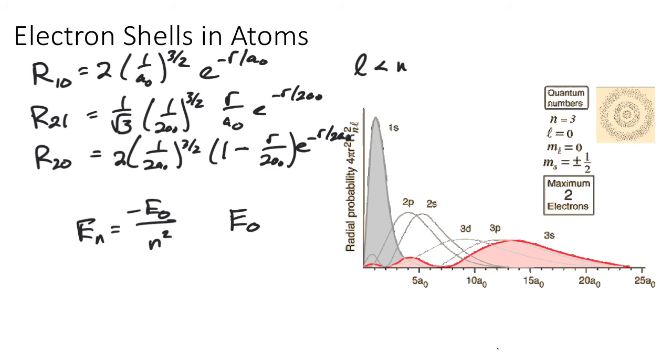And E naught is mc squared alpha squared over 2, which is 13.6 eV, that you know. So the energy levels start at a low energy, and then as n increases, they move up towards 0 from the bottom side, becoming higher and higher. Notice there's no L here, so all the L values have the same energy, and that ends up giving n squared degeneracy of energy levels.